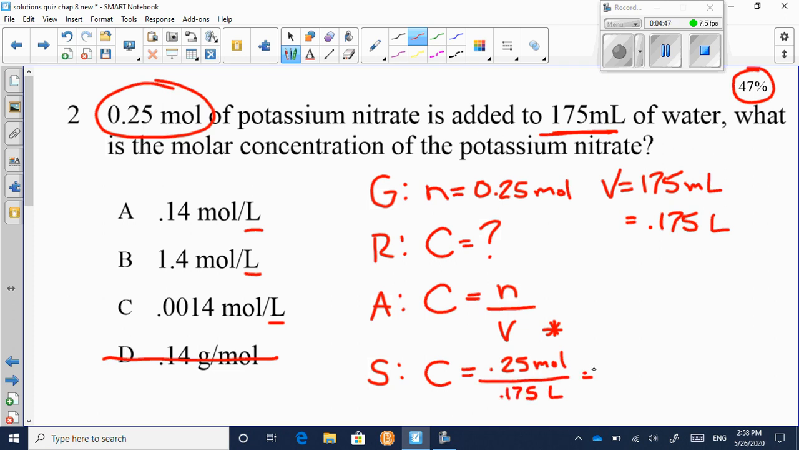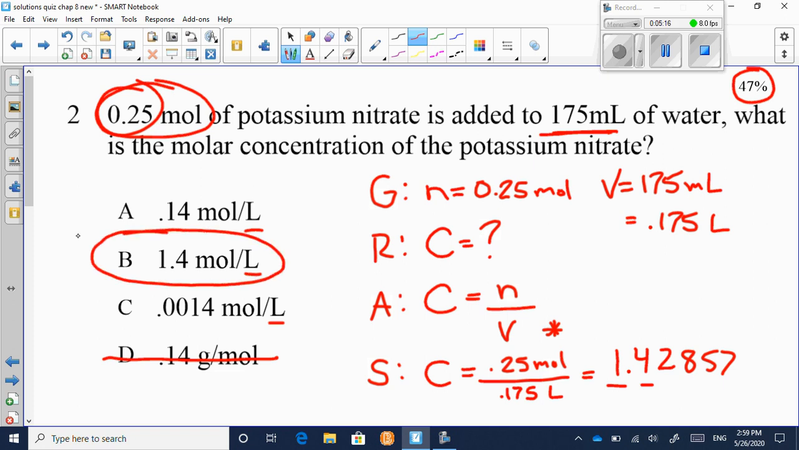Now you get out your calculator and you go 0.25 divided by 0.175, and I get 1.42857. But look, there's only two significant digits allowed, so it's just 1.4. So the correct answer is B, 1.4 moles per liter. Okay, so that was number 2.